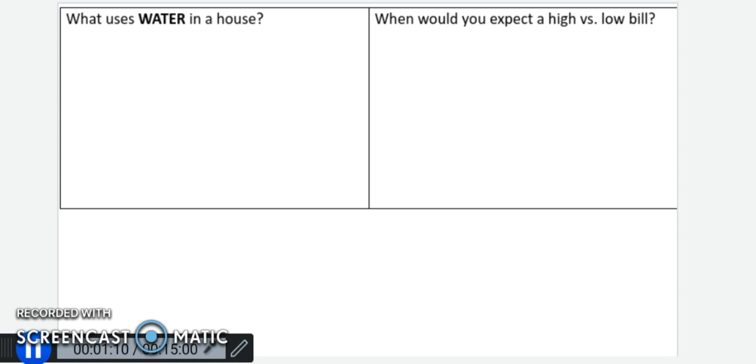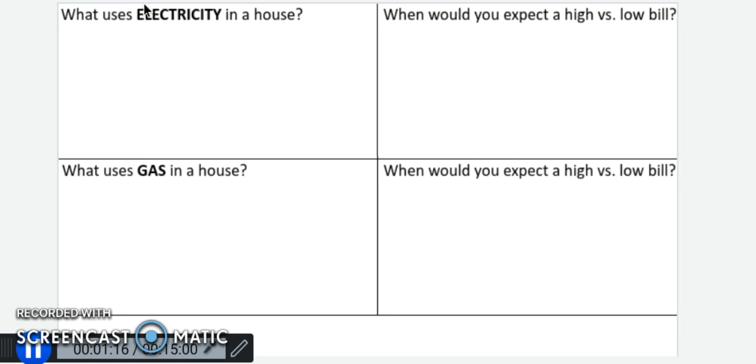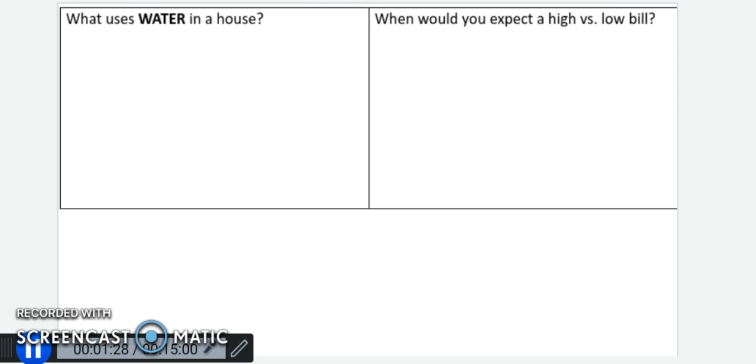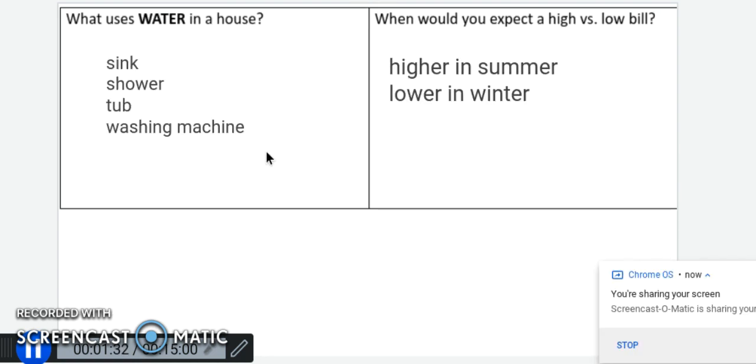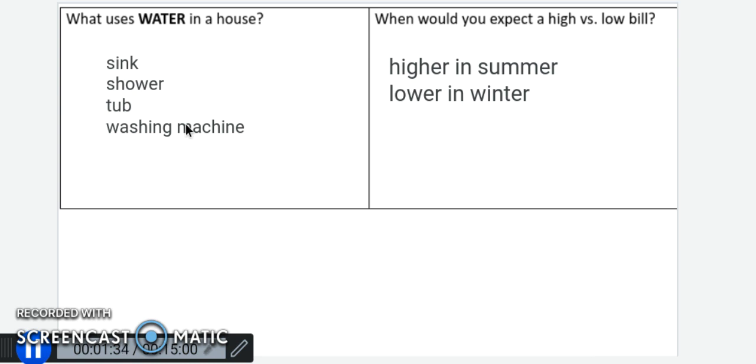As far as electricity goes, some things that use that in your house are lights, especially Christmas lights, your TV, your fridge, your water heater, and if you have it, air conditioning. And then when would you expect a high bill? Those would be your summer and winter months. You'll be using more electricity for your AC and your water heater. Once you put those Christmas lights up, you'll see a bump in winter, and lower in your fall and spring months.